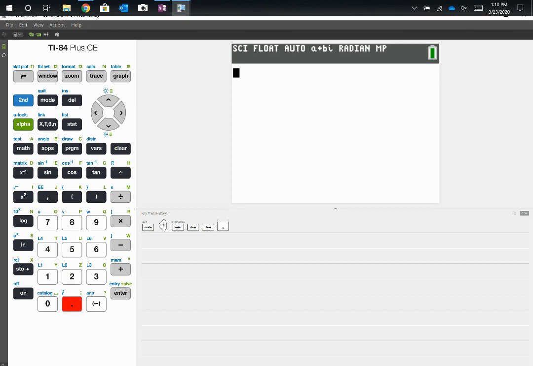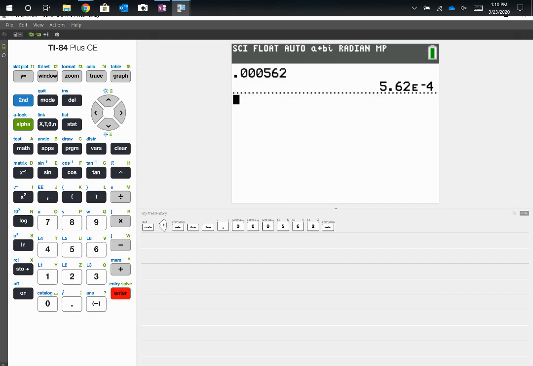This puts the calculator in the scientific notation mode. So if I have 0.000562 and I press enter, this tells me it is 5.62 times 10 to the power negative 4. The E here means 10. Or if I have 1236000 and I press enter, this is 1.236 times 10 to the power positive 6.